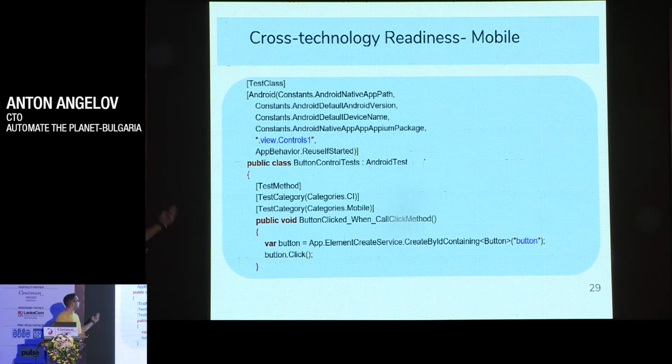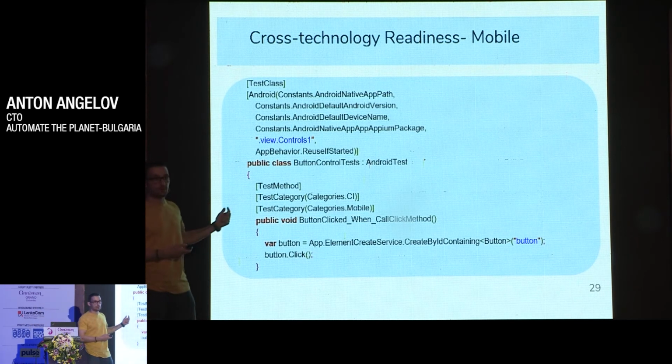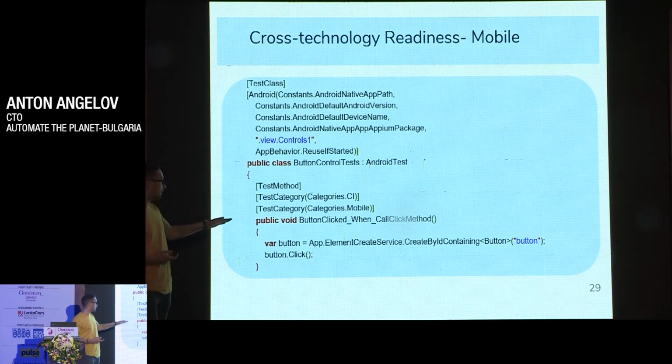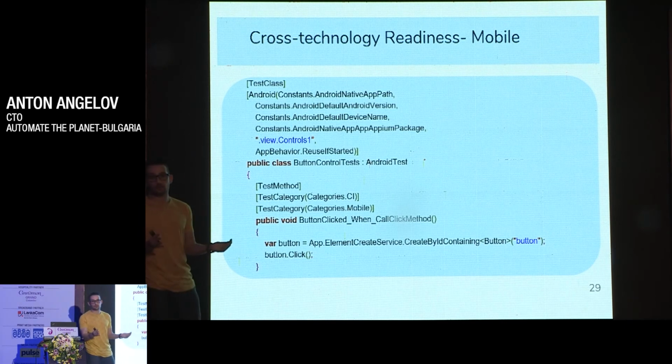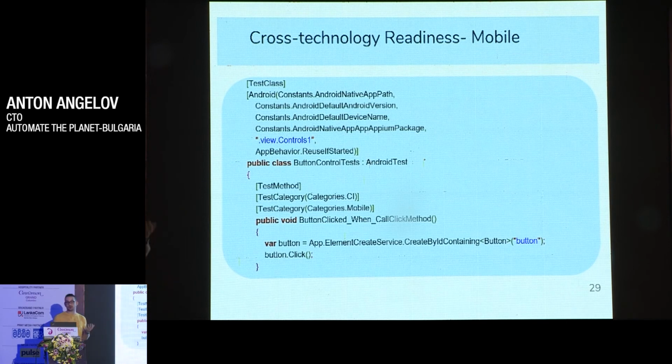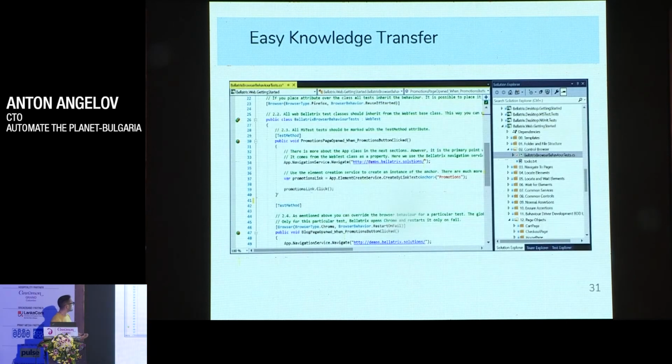And then this is the Android test. As you can see, instead of app, you have Android or iOS, etc. And then you again have the element create service. The way we designed the framework is that if you learn how to write web tests, then it's quite easy to switch to desktop or mobile when you need it, instead of learning new syntax, etc. And this is what I believe the new generation of frameworks should allow you to do.